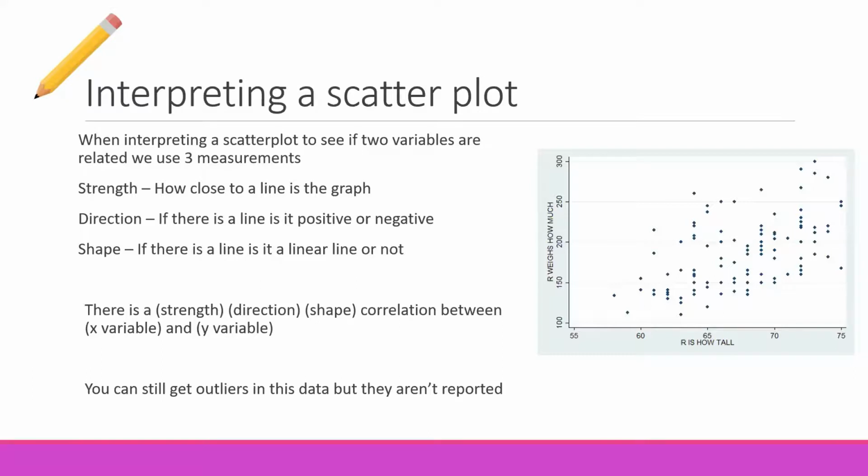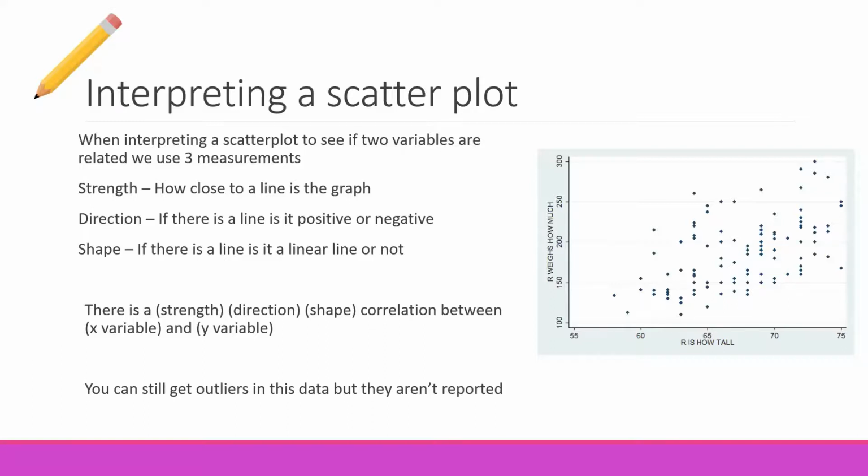The first one is the strength. How close to a line is the graph? What you might see is your scatter plot is just a random mess of numbers thrown everywhere with no pattern to them whatsoever. Or are the points on your scatter plot, or your bivariate data, so much in line that it might as well just be a straight line? Like it looks like a straight line, not random points. That's what we're referring to when we refer to strength.